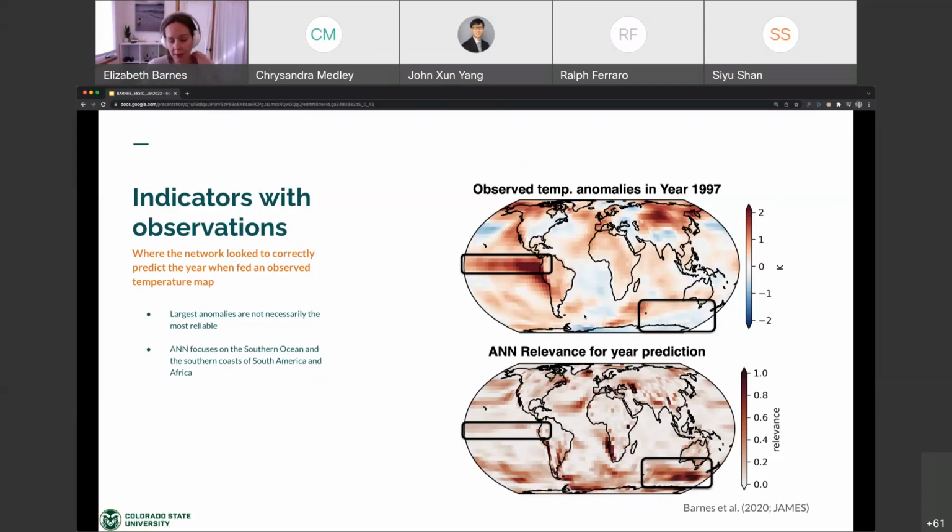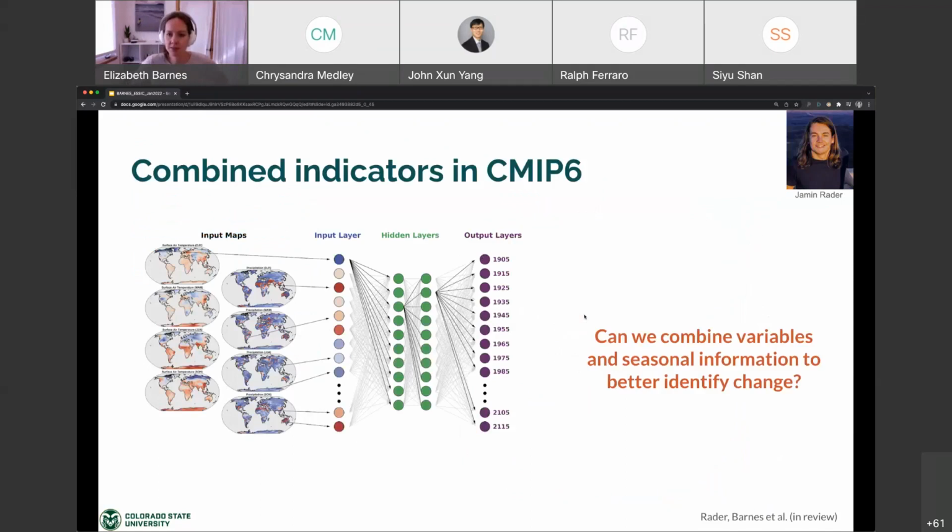In our papers, we look at precip as well, but a master student of mine, Jamin Rader, recently finished a study where he said, well, why are we using all these variables separately? As a climate scientist with a small brain, I can only think about one at the same time, but a neural network is powerful. We should be able to input lots of variables at the same time. Shouldn't we be able to identify change a little faster or in slightly different regions? So what he's doing is he's including seasonal information as well as including temperature and precipitation together.